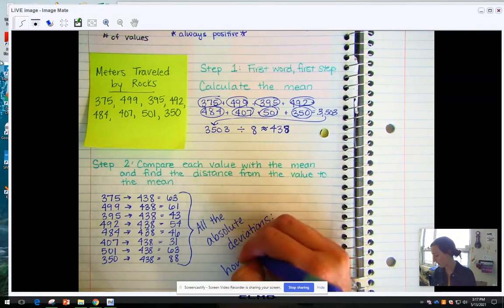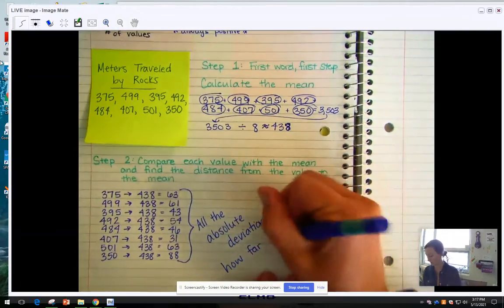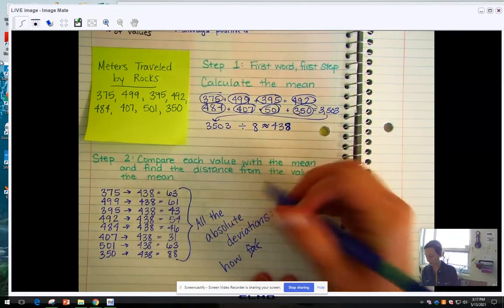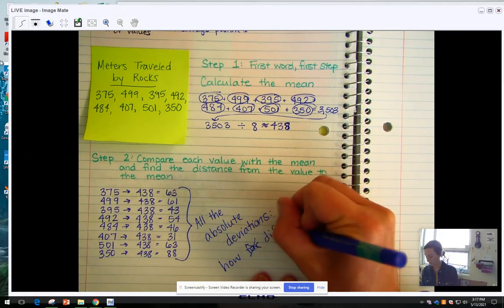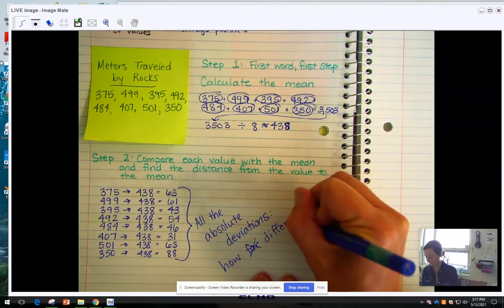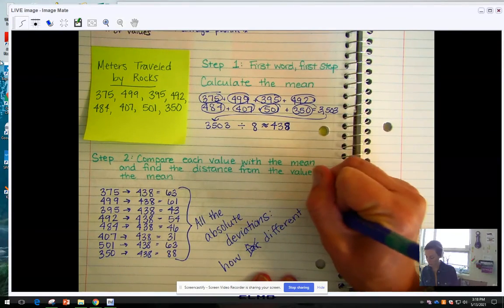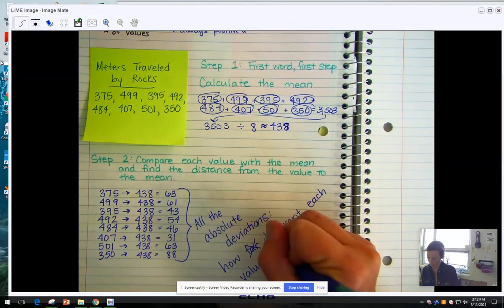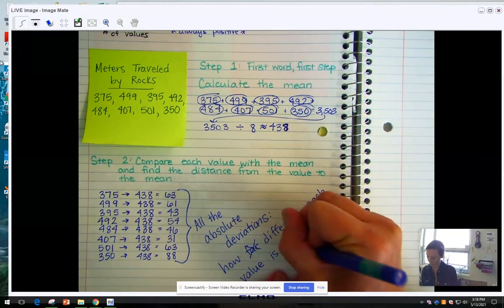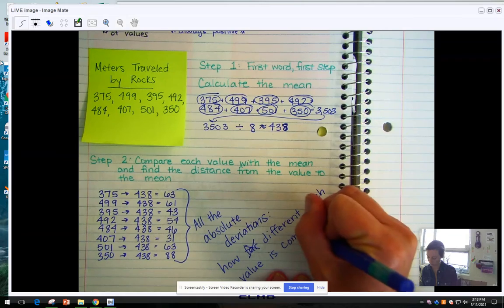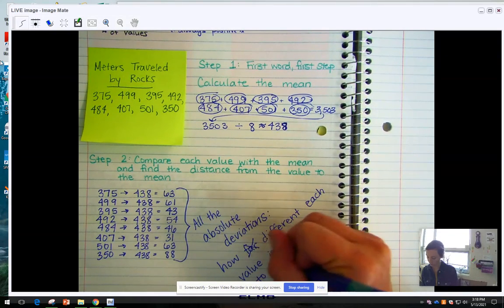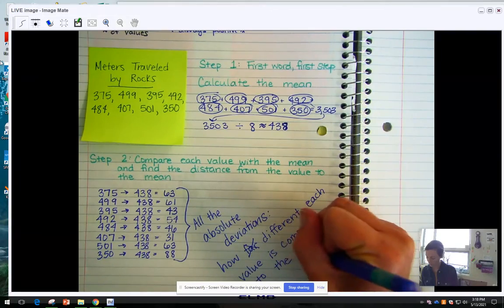Which is how far each value is, or how different. I'm going to change that. How different each value is compared to the mean.